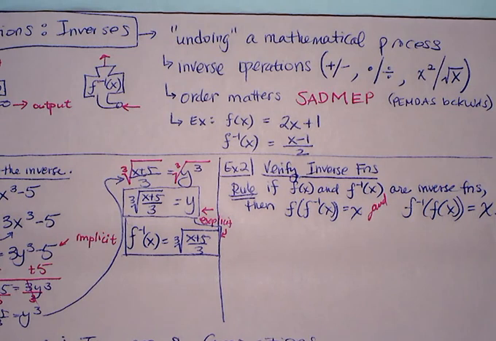Think of it like this. If I do something with my X, and then I undo it, what should I get back? The original thing. If I take a present, I put it in a box, I take it out of the box, what am I left with? A box? No, the present.